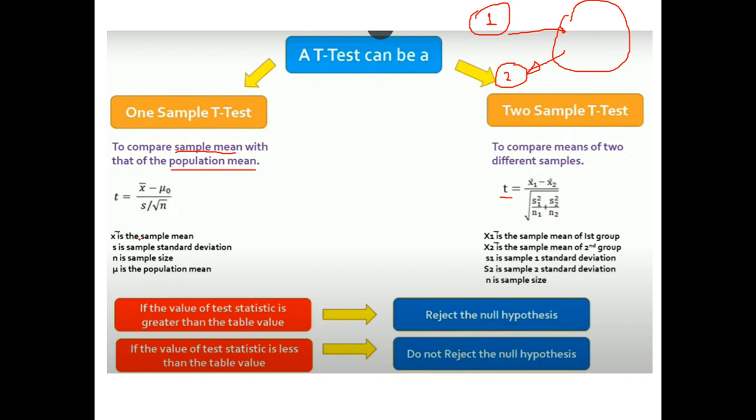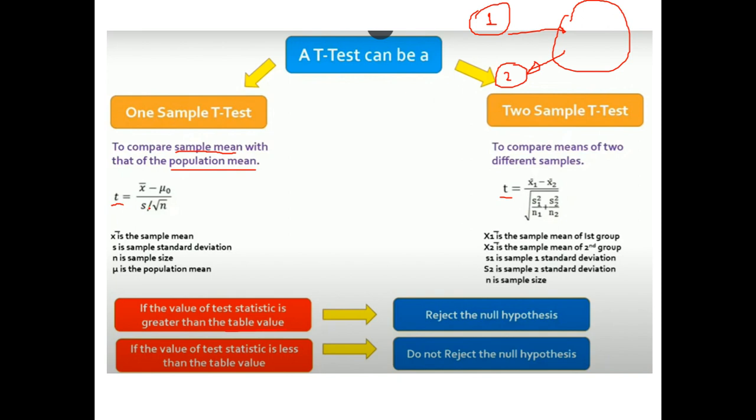This is the formula we are using to calculate this t value, and based on this t value we will check whether it is greater than some table value. When it is greater, we will say we are rejecting the null hypothesis. If it is lesser, then we do not reject the null hypothesis. So there is a statistics table, the t distribution, and if the t statistic is greater than the table value, you will reject the null hypothesis.